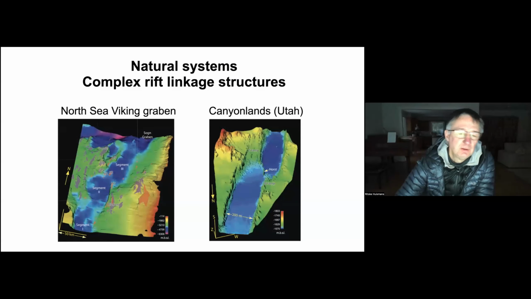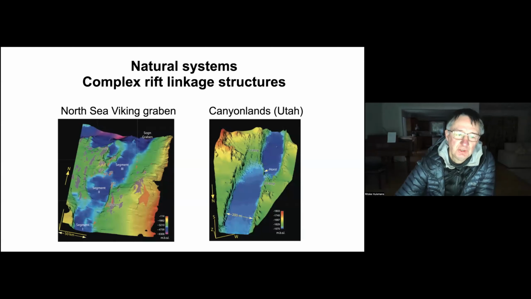So why would we want to do this? I mean, this is basically tectonics. There's many things you can do in 2D and many things we've done in 2D for, well, several decades now. But obviously, there's some features that we cannot resolve in 2D. And here we see the North Sea Viking Graben and Canyonlands, 3D segmentation of both systems.